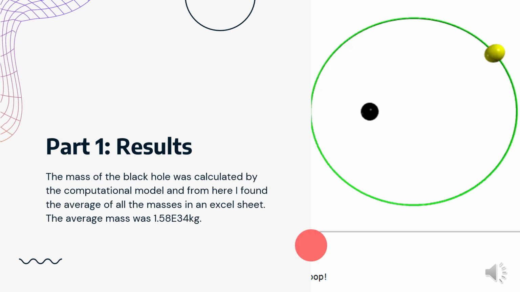From Part 1, we found the mass of the black hole as calculated by the computational model, and from here I found the average of all the masses in an Excel sheet. The average mass was 1.58 e 34 kilograms. Here on the right you can see the computational model output, and you can see the planet going around the black hole. From here we calculated each position and velocity, and then we finally got the mass of the black hole using the gravitational equation.